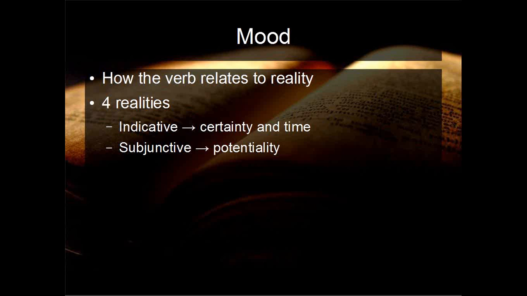Would, should, could, those words convey subjunctive. If something happens, then this would happen. Those if-then statements convey subjunctive. May or may not convey subjunctive. So that's all this reality. It's the potentiality of it. It could or could not happen.